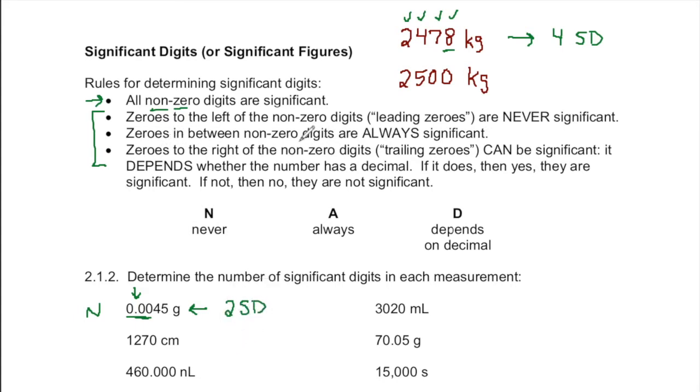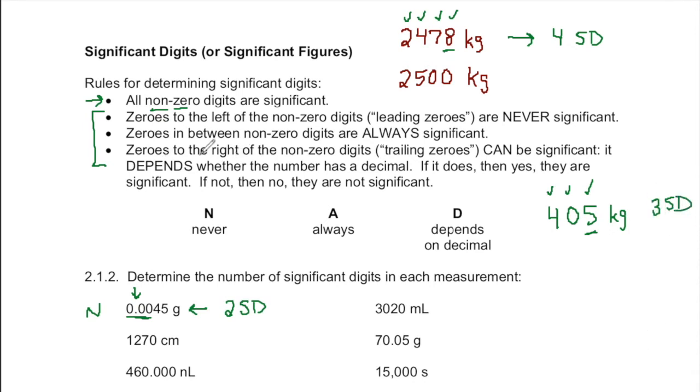Zeros in between non-zero digits are always significant. So if you have a number 405 kilograms, you can tell that this was counted to the closest kilogram. And so this zero means something. It's not supposed to be a 1. It's not supposed to be a 9. We know that we have 405 kilograms. So we have 3 significant digits.